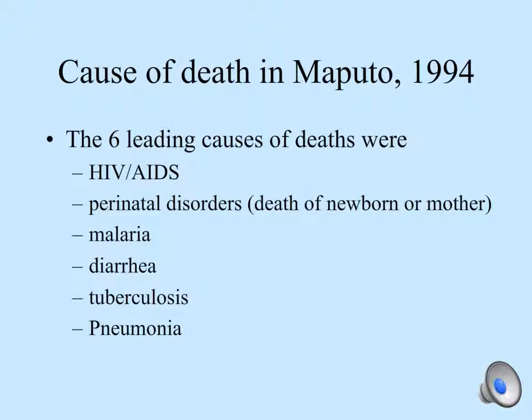So if we look, for example, at the cause of death in Maputo in the 1990s, the leading causes of death were HIV/AIDS, death of the newborn or mother, malaria, diarrhea, tuberculosis, pneumonia, all except for the perinatal disorders, all infectious diseases, although preeclampsia, which is a major cause of maternal death, may also be an infectious disease.